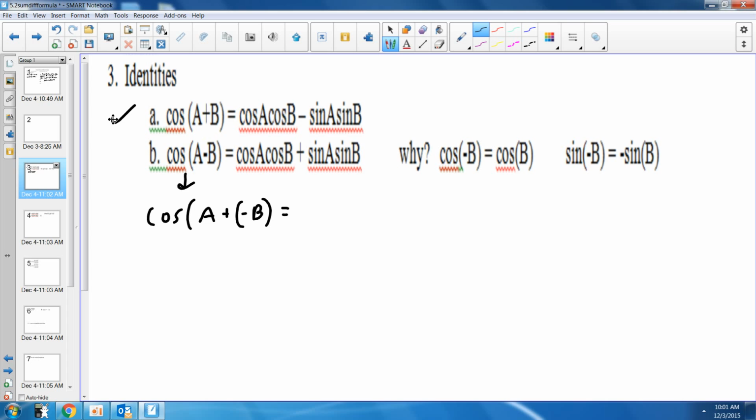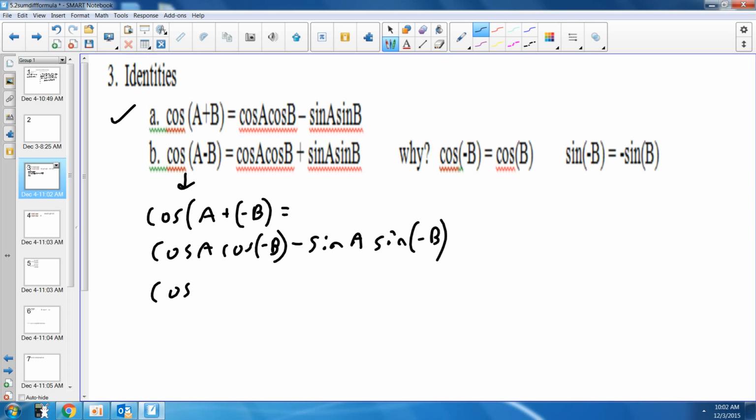On the second one, this becomes cosine A cosine negative B minus sine A sine negative B, because my second angle is now negative B, not positive B. All right, so now how do I simplify that? This gets into the odd and even functions. This becomes cosine B, and this becomes actually a negative sine B, which means if you bring that negative out front, it turns that into a positive. So that's why it's plus sine A sine B.